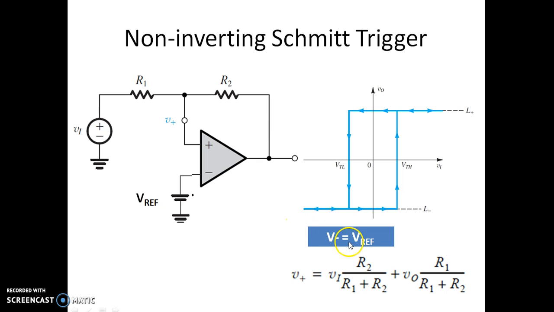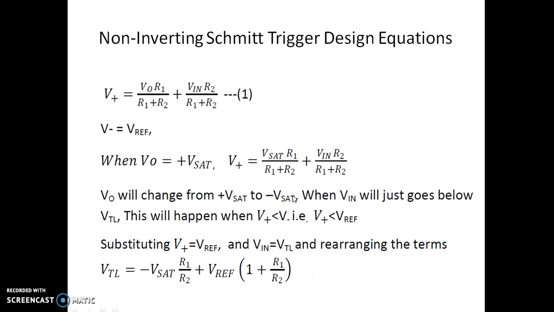Now the V reference is applied to the inverting terminal, and using the superposition theorem, we can write the voltage at V plus due to the input voltage as well as the output voltage. So using this equation, of course, we should try to obtain the expression for the threshold voltages, that is VTL and VTH.